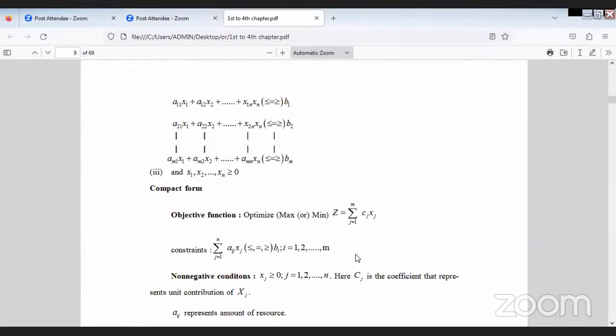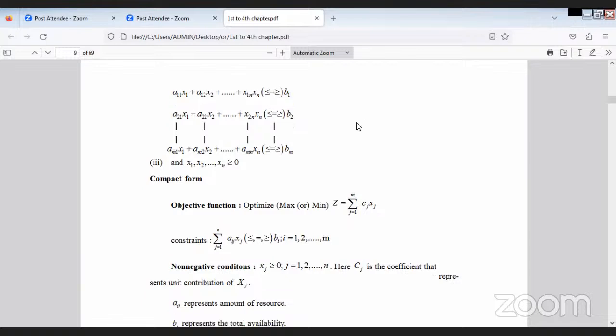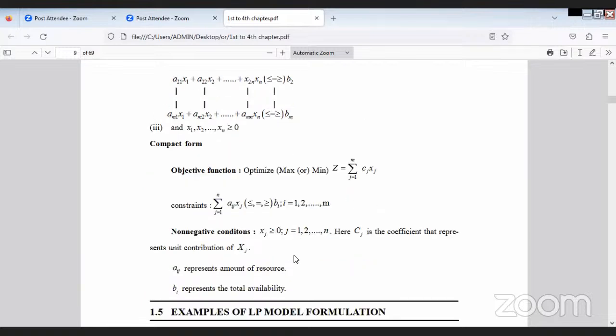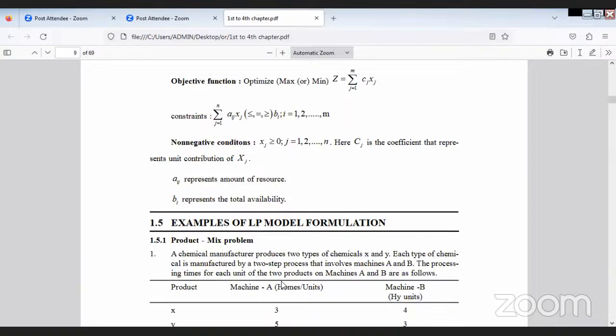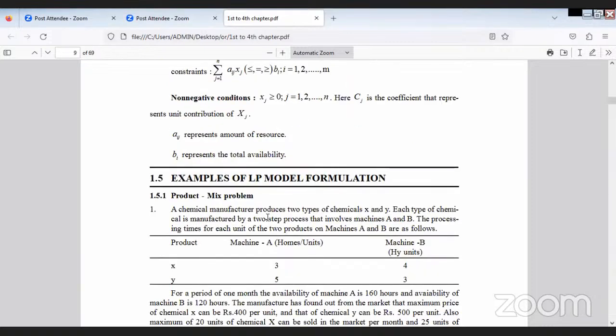Optimize, maximum or minimum, z = summation of j = 1 to n of cj xj. Subject to the constraints summation of j = 1 to n of aij xj less than or equal to, equal to, or greater than or equal to bi, i = 1 to m. The non-negativity conditions are also given here: xj greater than or equal to 0, j = 1 to n. Here cj is the coefficient that represents the unit contribution of xj, aij represents the amount of resources, and bi represents the total available.